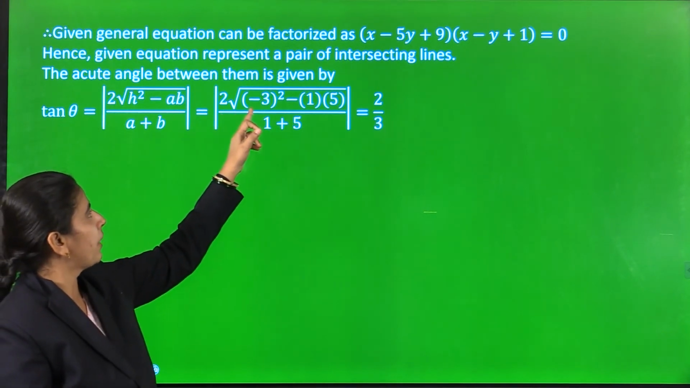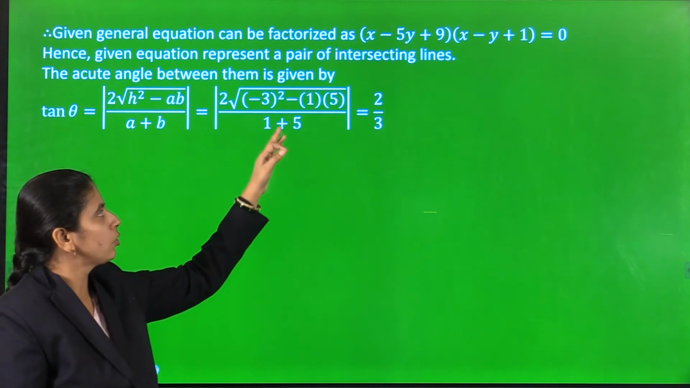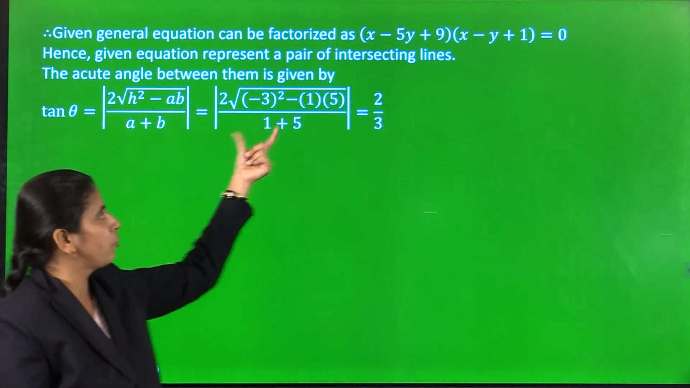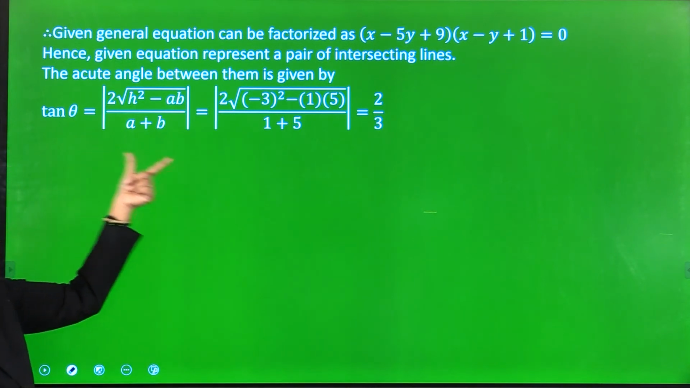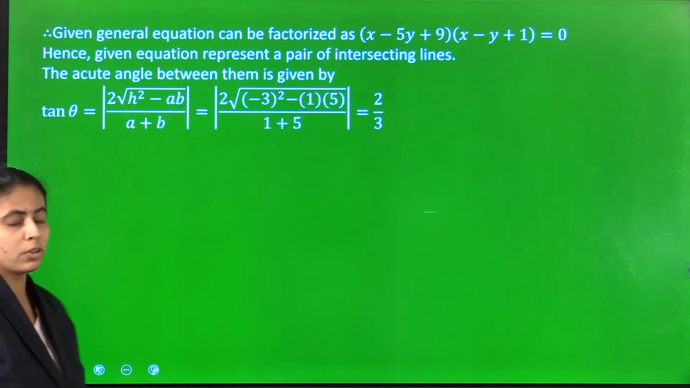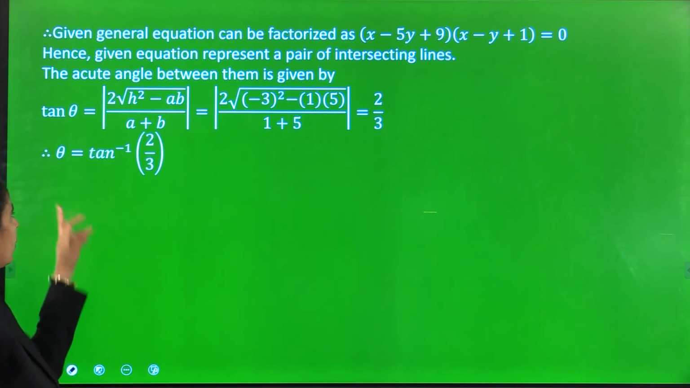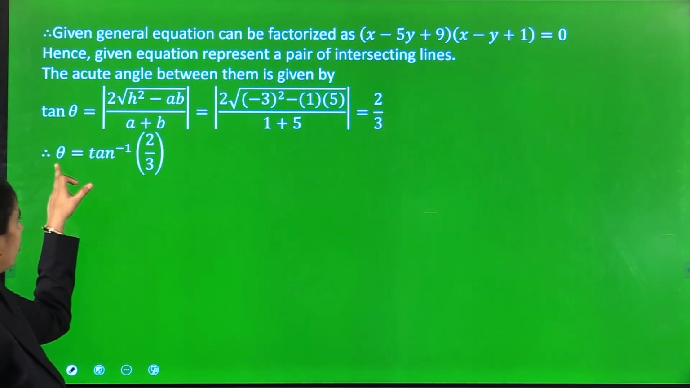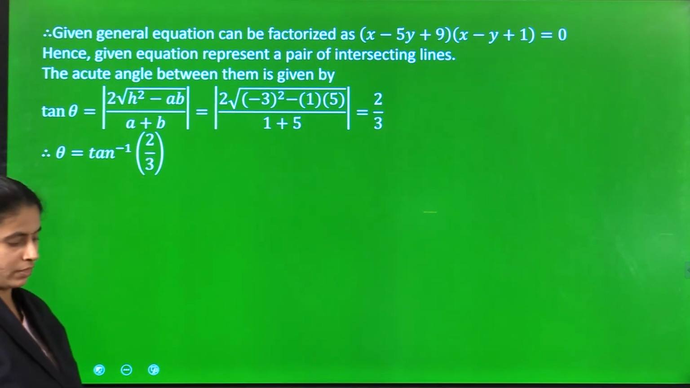After putting those values we get 2 into root of (minus 3) square minus 1 into 5, upon 1 plus 5. By simplifying this we get 2 upon 3. So here tan theta is equal to 2 upon 3, and therefore theta is equal to tan inverse of 2 upon 3.